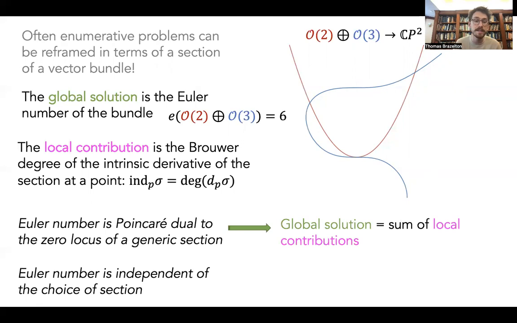The second fact that we see is that the Euler number is independent of the choice of section. It's an invariant of the bundle, not of a given choice of section. In particular, the sum of local contributions over any section is going to be the same. And this is what we call conservation of number. If I picked a different conic and a different cubic, this gives me a different section of O(2) plus O(3), but the sum over intersection multiplicity at each of their points is still going to be the same.